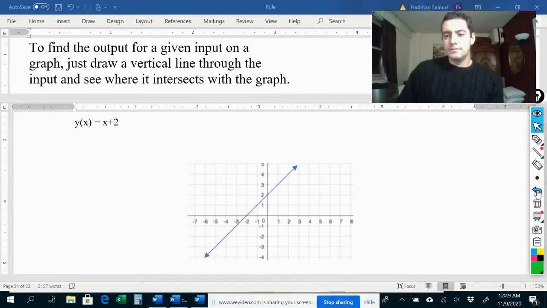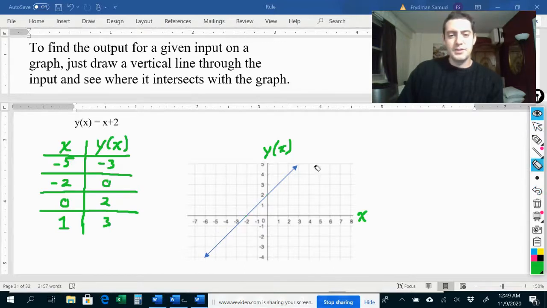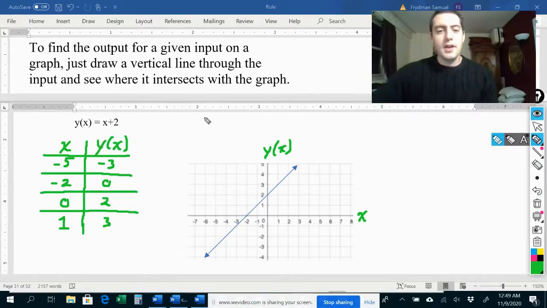Now, let me just erase those. Okay, so now if I were to draw a vertical line through -5. So here on the x-axis, I see -5 is over here. If I were to draw a vertical line through that, then you can see it's going to intersect this line, which represents the function. It's going to intersect that line at this point over here, which is the point -3 on the y-axis. Okay? And which makes sense because -3 is the output for the input of -5.